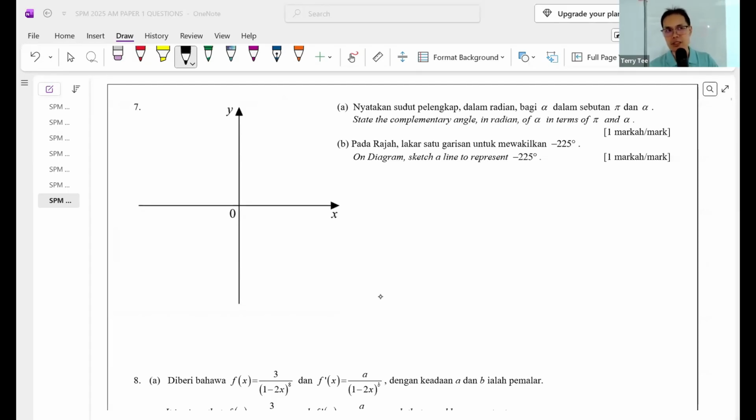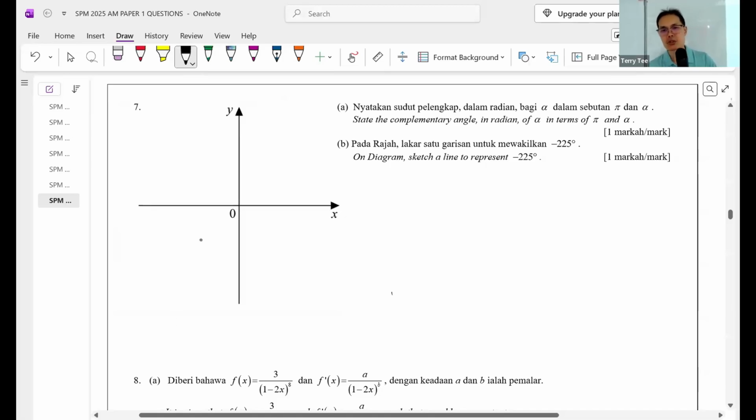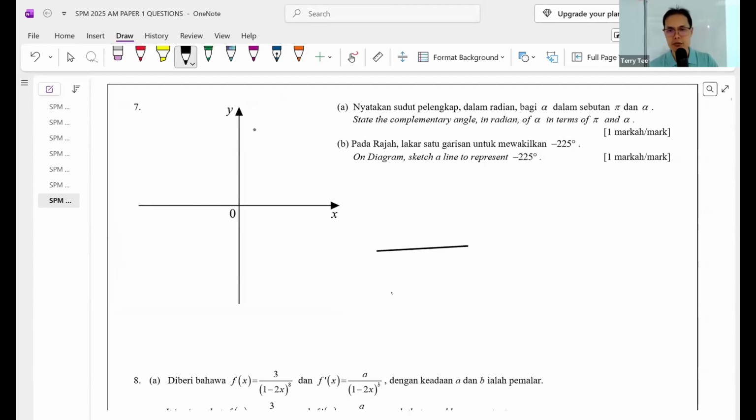This is Form 5, Chapter 6, Trigonometry. State a complementary angle in radian of alpha, in terms of pi and alpha. Before I just write the answer, I better draw a triangle. You all know what is a complementary angle? For a right angle triangle, if this angle is alpha, this is of course 90. The complementary angle is this angle here. It will be pi over 2 minus alpha.